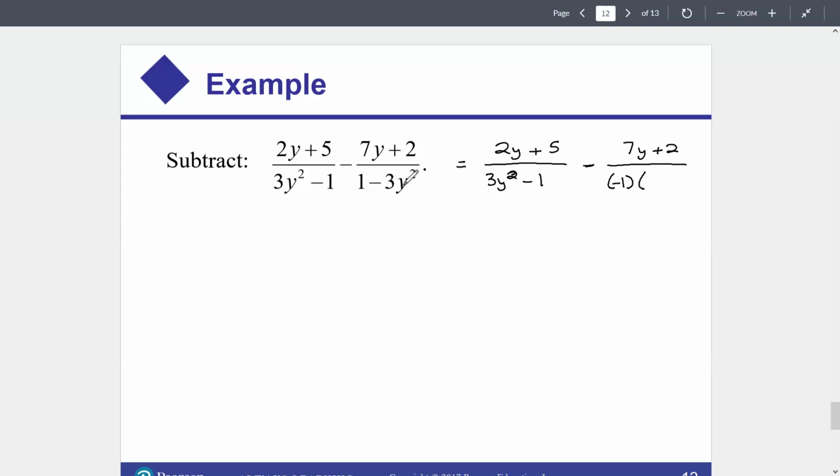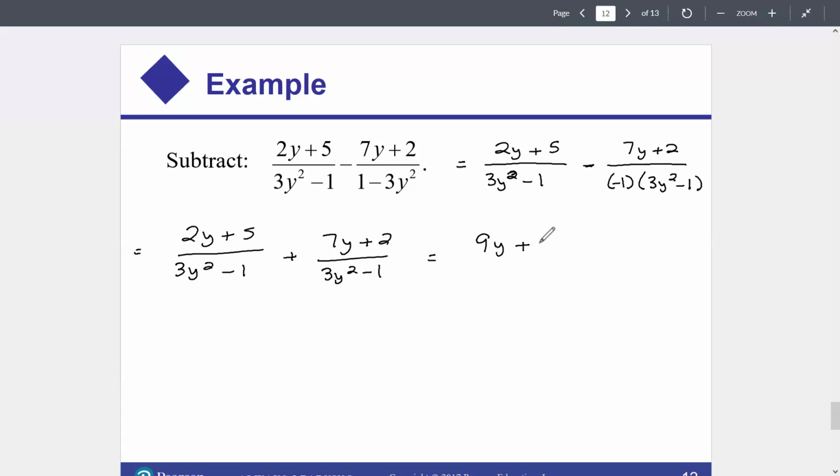So this is not a minus 3y squared, it becomes a positive 3y squared, and it's not a positive 1 now, it's a minus 1. So we got a minus 1, and then this minus 1 here. So this is just 2y plus 5 over 3y squared minus 1 plus 7y plus 2 over 3y squared minus 1. Sometimes all you have to do is pull out a minus 1, and you end up with the same denominator. So we'd end up with 9y plus 7 over 3y squared minus 1.